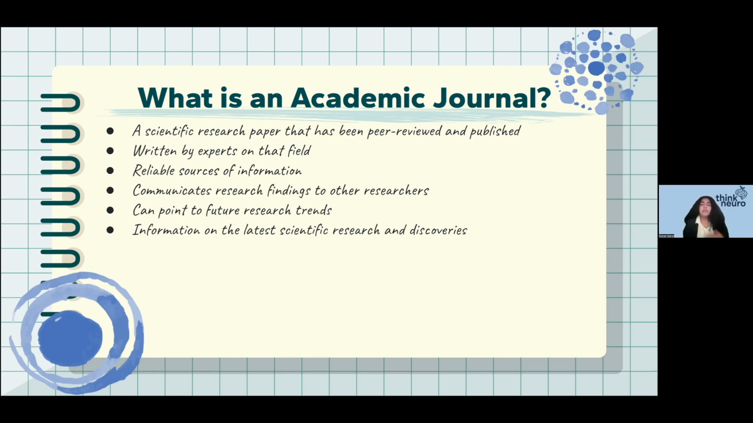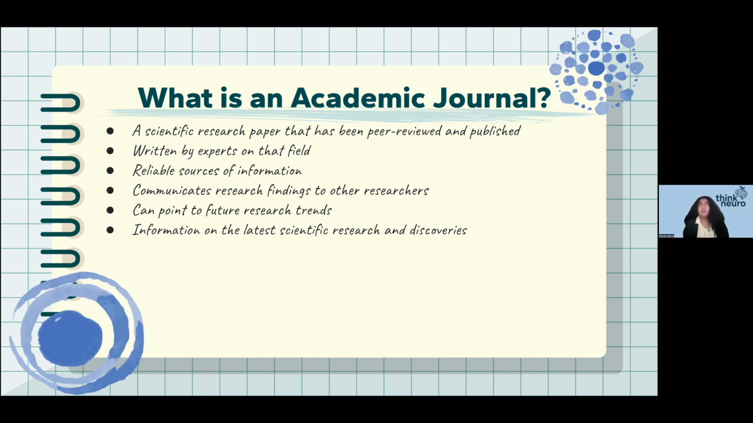It is because scientific research papers are peer reviewed so many times that they are reliable sources of information. Because they have been checked again and again, we know that those researchers are being honest, at least most of the time. An academic journal has the purpose of communicating research findings to other researchers, because it's essentially a way in the scientific community to share information. It can also point to future research trends.